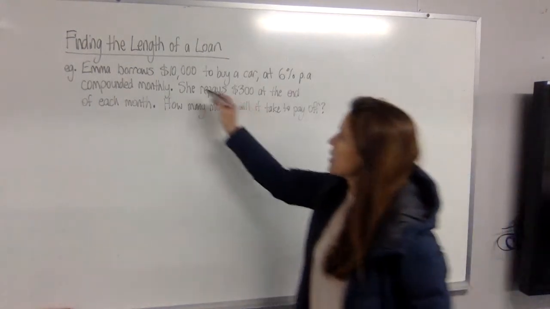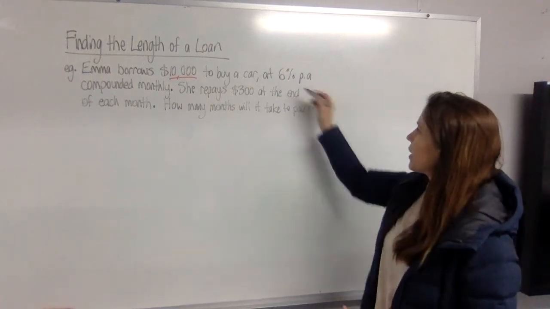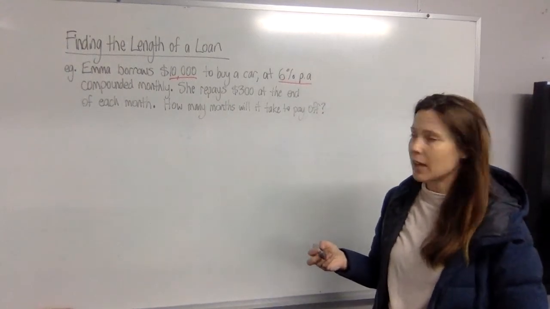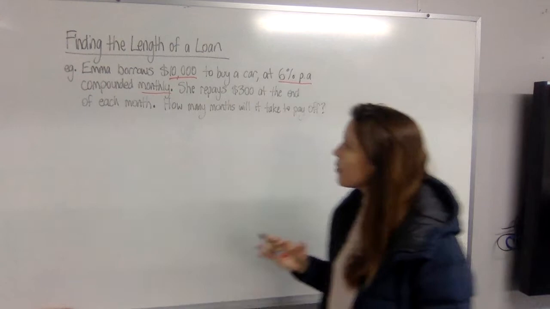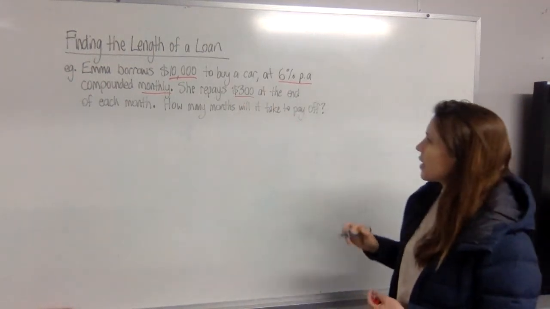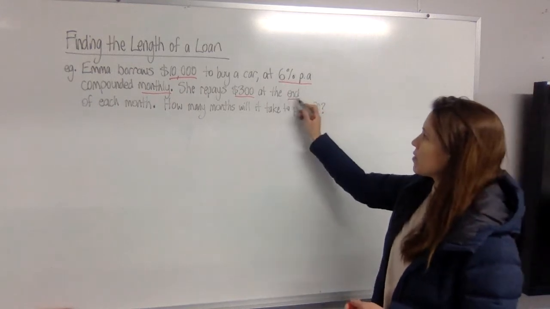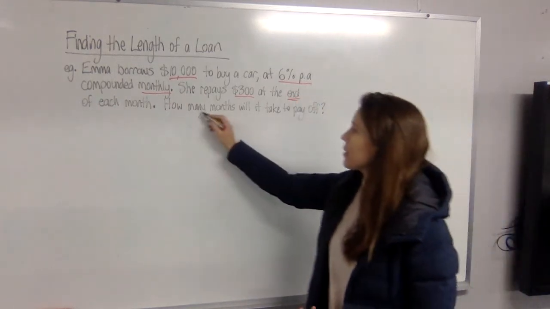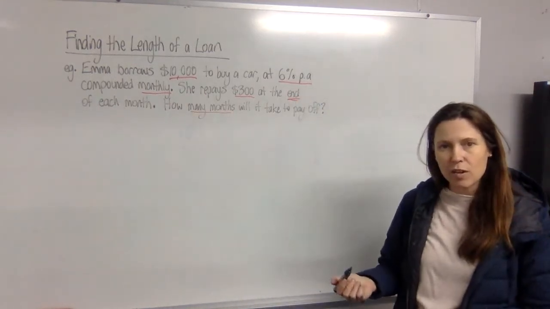Emma borrows $10,000 to buy a car at 6% per annum, and it's compounded monthly. Notice I'm highlighting the important parts. She repays $300 at the end of each month. That's important too. How many months will it take to pay the loan off?